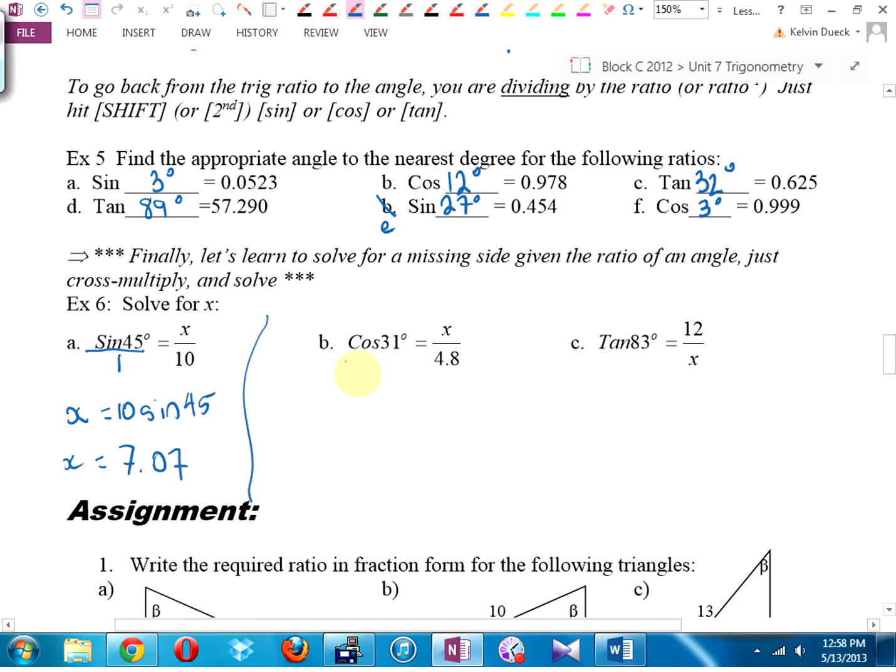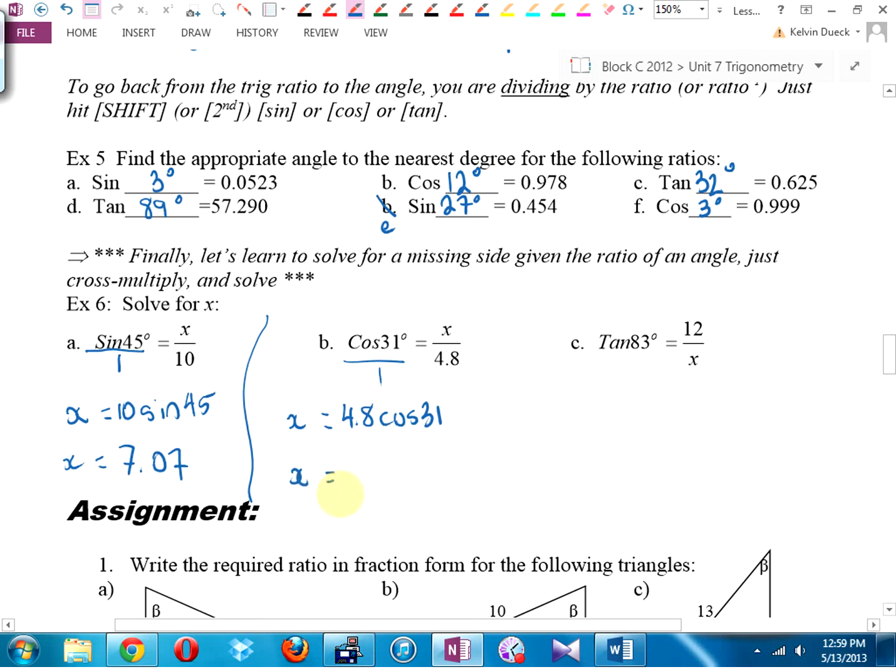Cos 31 equals x over 4. That's cos over 1. When I cross multiply, I'm going to get x times 1. Ashley, what's x times 1 in your head, please, dear? X times x, thank you. And it's going to be 4.8 times the cos of 31. I'll just write that down, and now I'm going to go to my calculator and type in 4.8 cos 31.